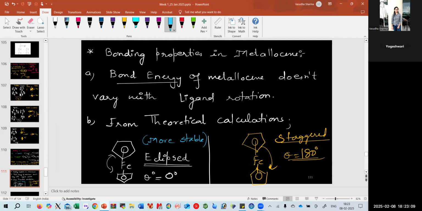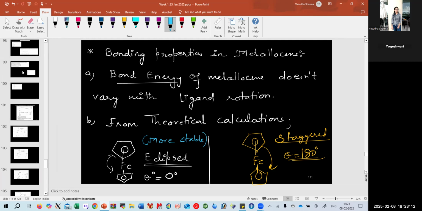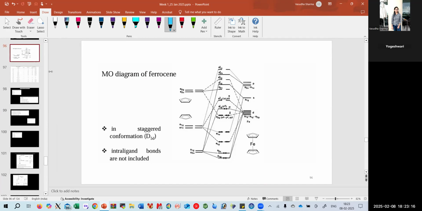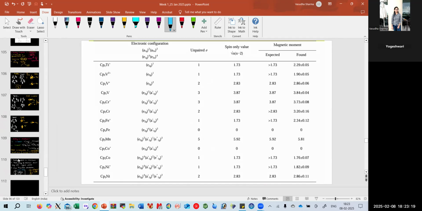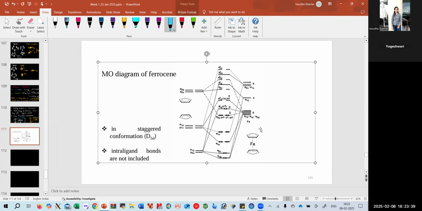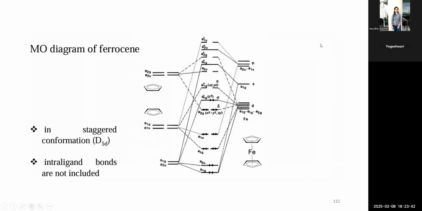Now we have something. So far we have seen the bonding properties of metallocene, and we also saw which conformation is more stable, which types of bonding it does. So that we have seen so far. I'll show you in slideshow mode.